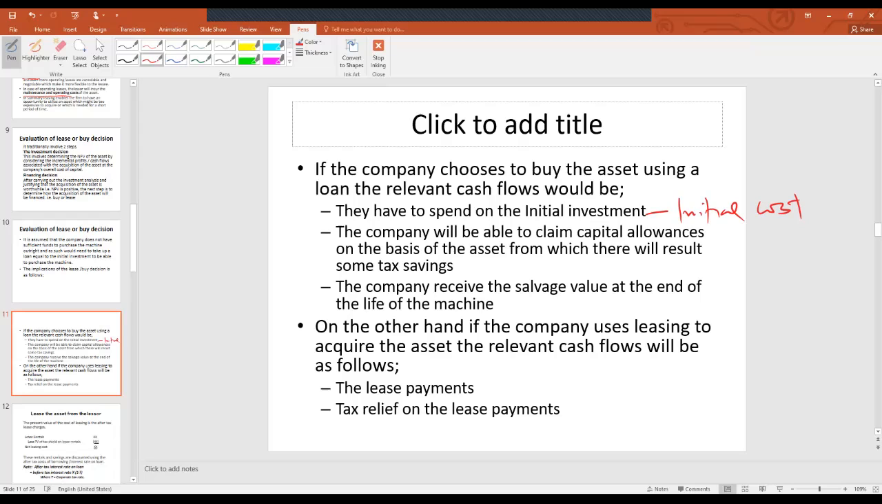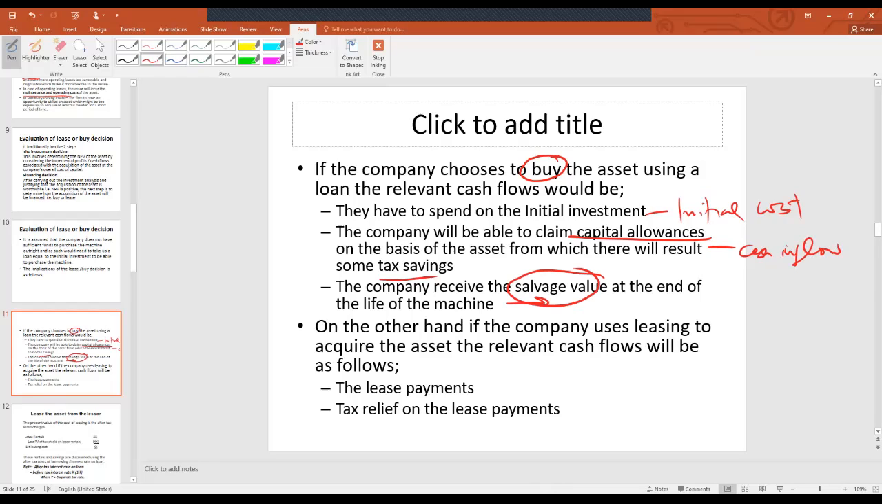Since you bought the asset, you are the legal owner of the asset. So who claims the capital allowances? You claim the capital allowances. That implies the tax savings because of the capital allowances benefit you as a company. Because you own the asset, you can claim capital allowances, and therefore this is a cash inflow. Don't forget, at the end of the asset life, you can decide to sell the asset. Because you own it, you can dispose of it, so there will be a cash inflow from the salvage value, the scrap value of the asset.